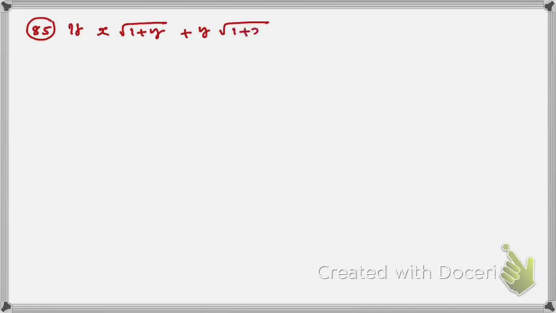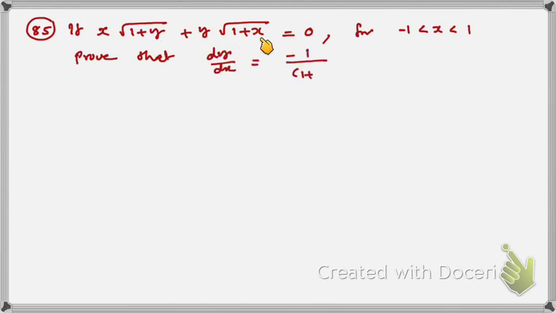Look at this question. This is an important question. If x into root of 1 plus y into root of 1 plus x is 0, with that condition given there, prove that dy by dx is equal to minus 1 by 1 plus x square. Let's try to analyze this situation. This is actually an implicit function. It is under implicit function because y is not explicitly written in terms of x.